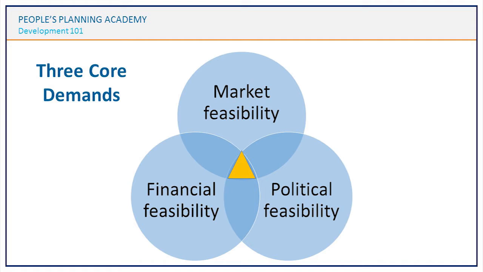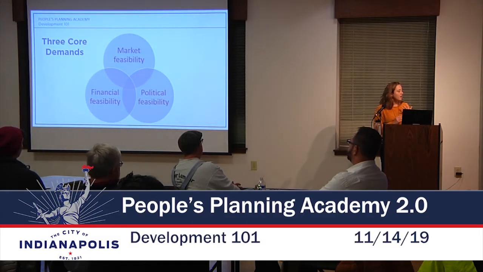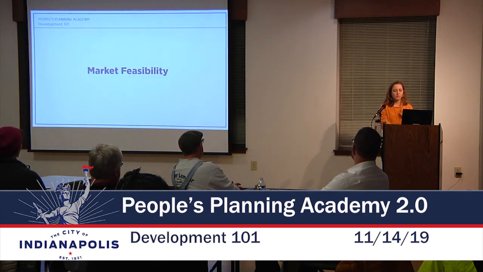And then you have political feasibility, where the interaction between the public and private side can get a little bit more contentious. And right at the center, where all 3 of these meet up, is where you have a viable project that goes forward. So let's dive a little bit more into each of these.